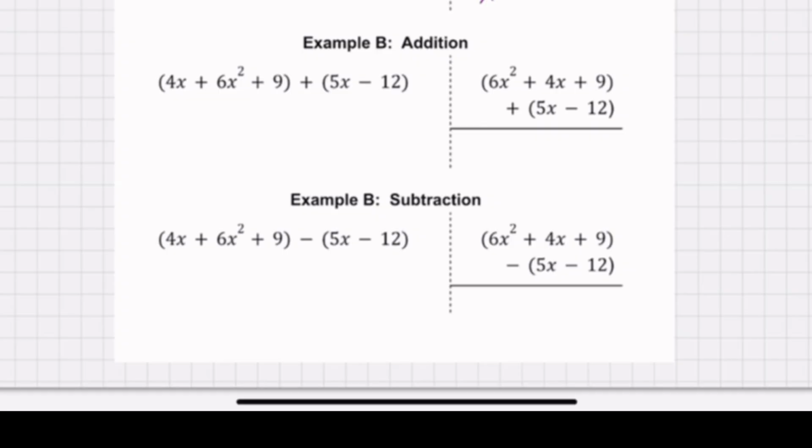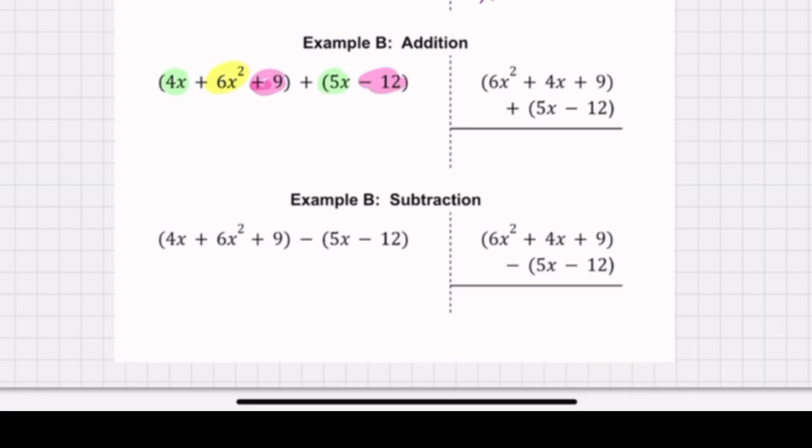Now on this next problem, example B, they've done something tricky because it is not in standard form, though you need to write your answer in standard form. There is only one 6x squared. You have 4x and 5x, those are like terms. And then you have a 9 and a -12 as far as like terms. So you've got to be very careful.